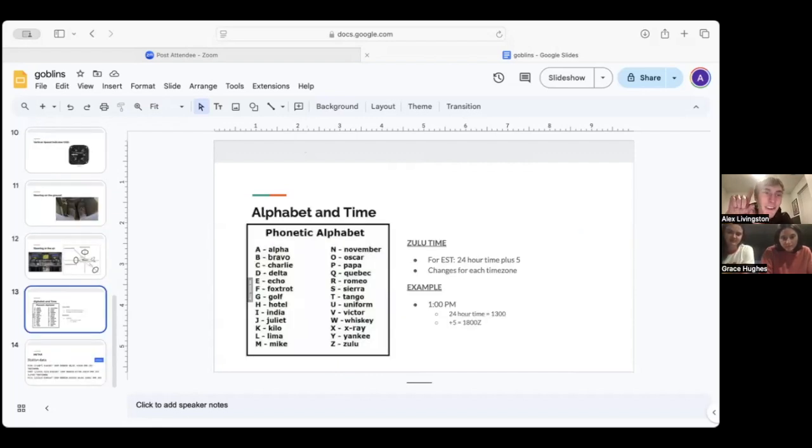For the numbers, all the numbers are the same. You go 1, 2, 3, 4, 5, 6, 7, 8. The only one that's different is 9. You have to say niner. The reason is, I thought, because of World War II. You didn't want to be flying over and saying 9, so you say niner, and it just became standardized.